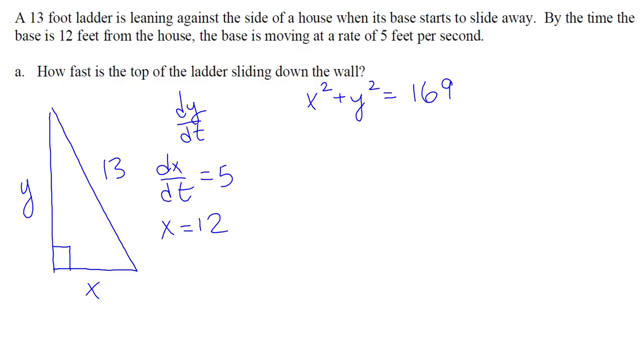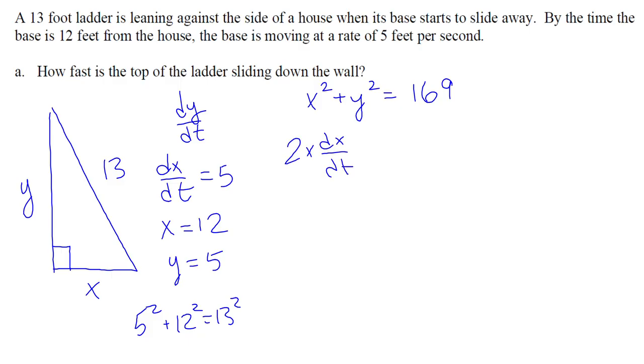So we're interested in when x is 12, which, in fact, we should know that if x is 12, what's the y value going to be? Well, it's just going to be 5, right? That's a Pythagorean triple. 5 squared plus 12 squared equals 13 squared, right? So we should know that x is 12, y is 5, and now we can just take our derivative.